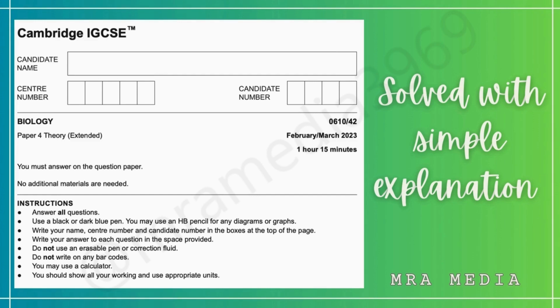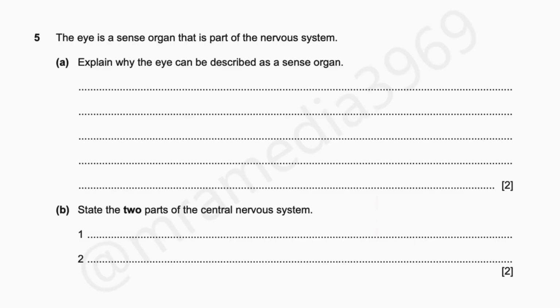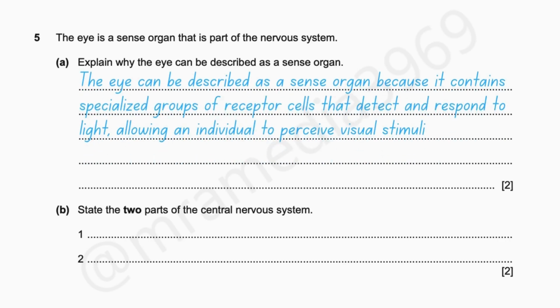Alright, so let's get started. The eye is a sense organ that is part of the nervous system. Explain why the eye can be described as a sense organ. The eye can be described as a sense organ because it contains specialized groups of receptor cells that detect and respond to light, allowing an individual to perceive visual stimuli.